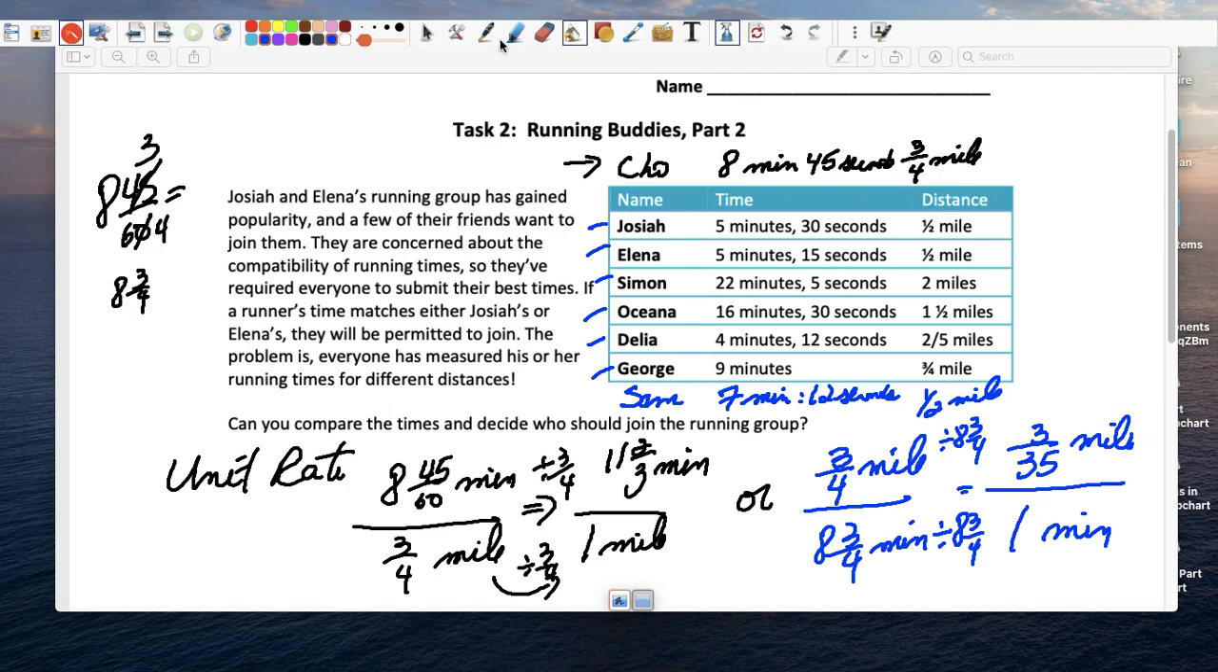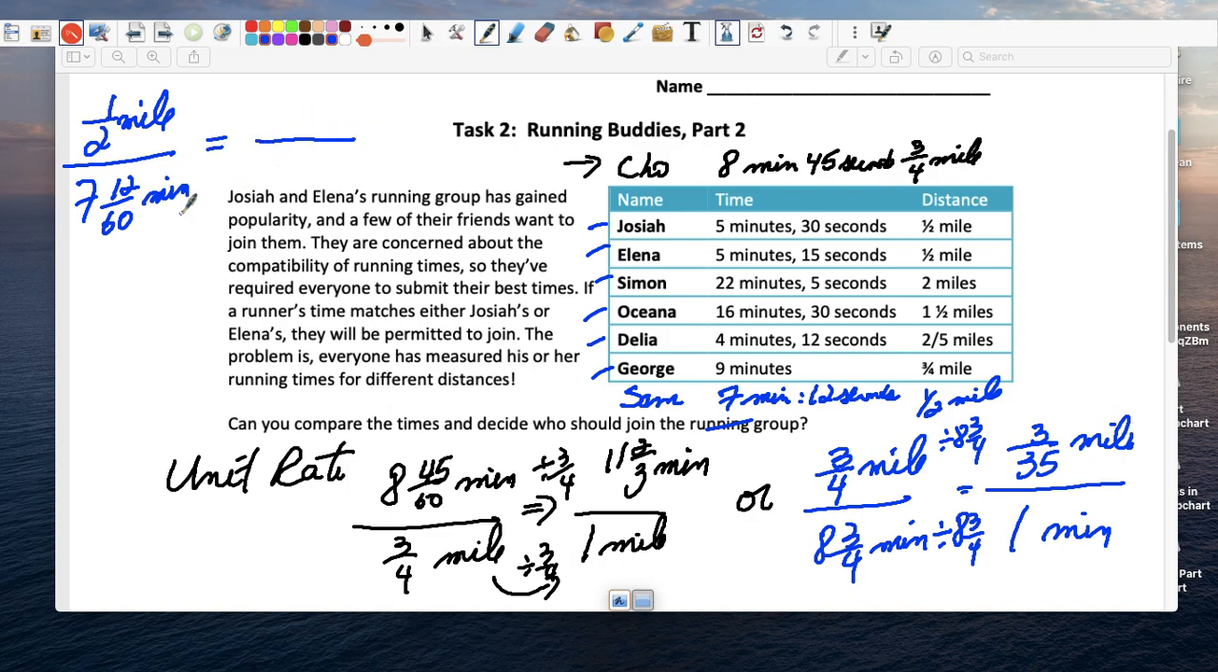So now for Sam, I'm going to do it on the top. Now you've got to pick. You want to write Sam's rate as per mile or per minute. I have a preference, and I would rather write it per minute. So I'm going to write hers where the miles are on top and the minutes at the bottom. So she ran half a mile in 7 minutes and 12 seconds, which we're going to write as 7 minutes and 12 over 60. Right, that's her time. Now let's find out how much she can run in 1 minute.